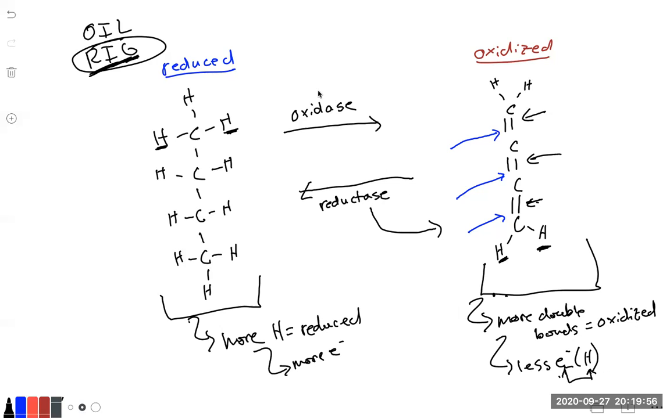And keep in mind the two types of enzymes that would do these reactions. If it's a reduced hydrocarbon that needs oxidizing, oxidase would come into play. And if it's an oxidized hydrocarbon that needs reducing, a reductase would come into play.